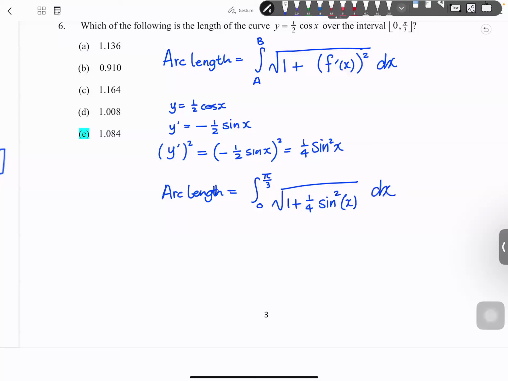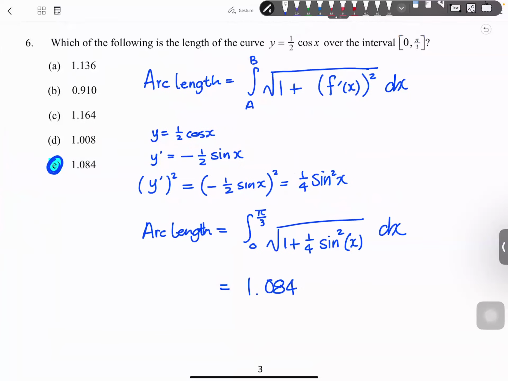You will definitely need your calculator to evaluate this one. When you evaluate, make extra sure that your calculator is set to radian mode when you go take that exam, okay? So this I get is equal to 1.084. The answer here is E.